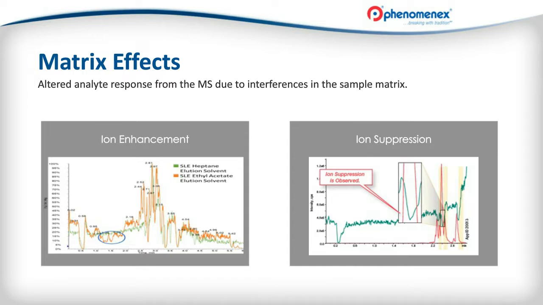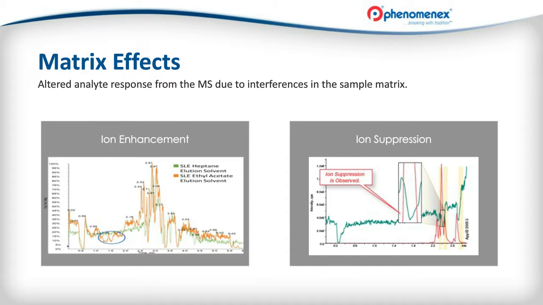On the right, we're seeing this suppression zone at the very end. It actually correlates to a phospholipid elution. So basically they're competing for ionization, reducing our sensitivity at this particular retention time. So that's something you need to take into consideration for method development.